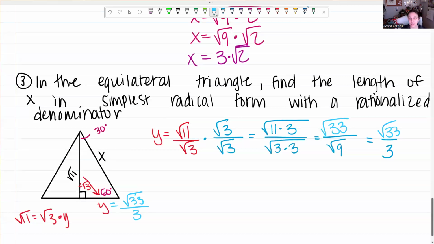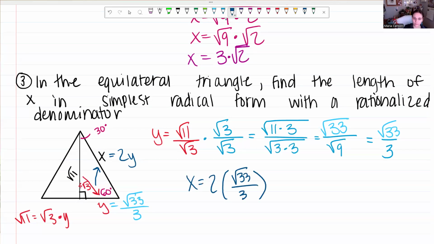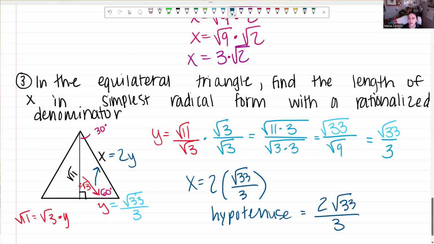To figure out what x is, the hypotenuse is always double the shorter leg. So x is double this length of the square root of 33 over 3. So I can simply put 2 in the numerator with the square root of 33, and I will say that the hypotenuse equals 2 times the square root of 33 divided by 3. And this is in simplest radical form with a rationalized denominator.